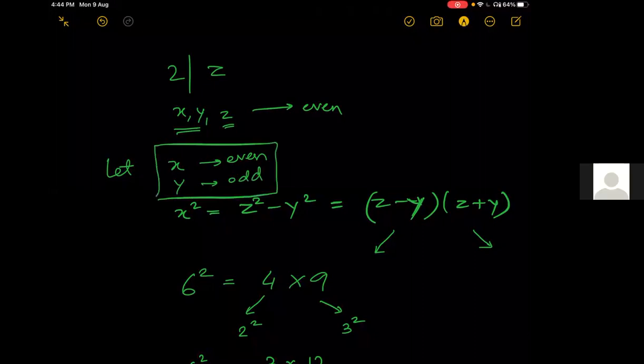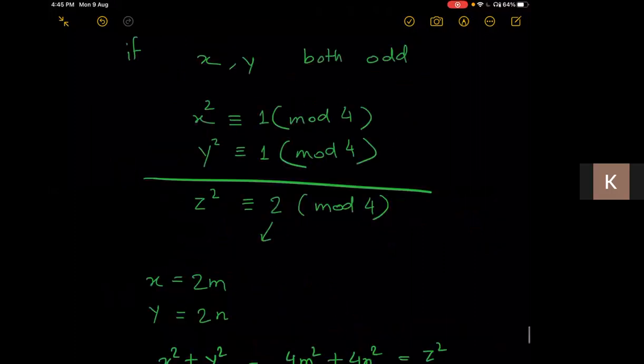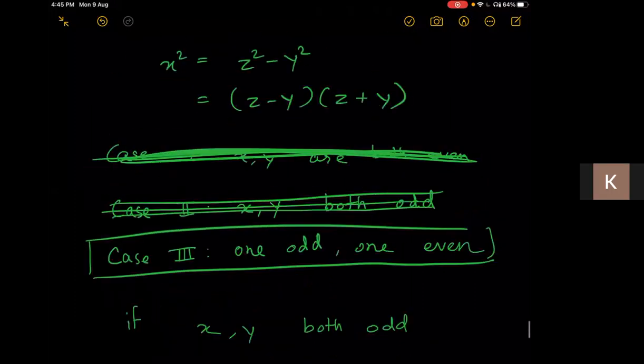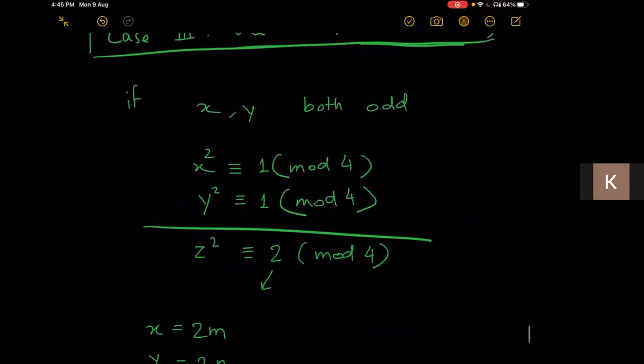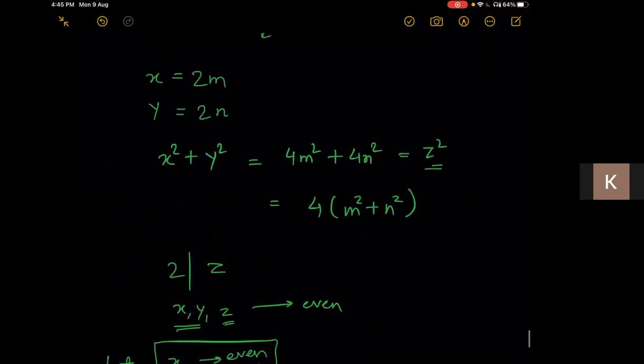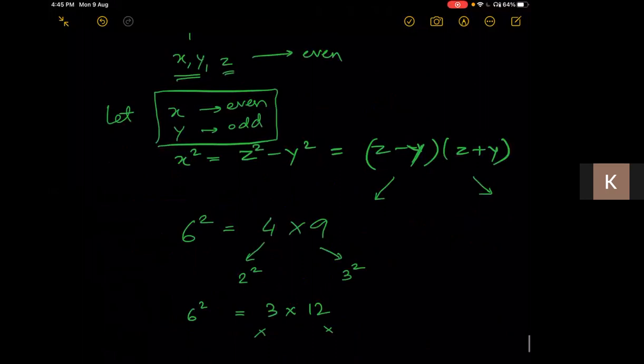Can you explain this please once again? I'm confused. So we eliminated these cases where both are even and both are odd. So only one case remains where one is odd, one is even. So let x be even, y be odd. Okay. Got it? Yes.